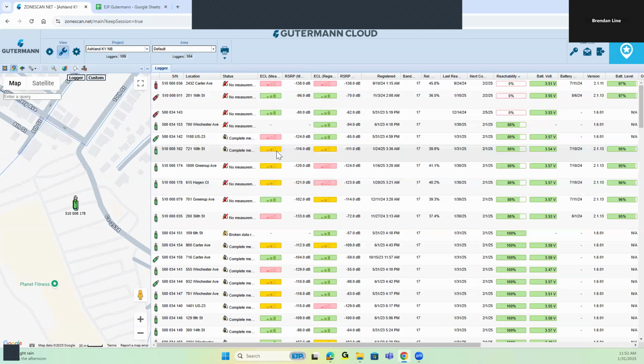So again, using maintenance, the first thing is reachability. Look for your 0 percentages and start your investigation in the field. Visual inspection first. Is the antenna still situated correctly? Is there water in the box? Things of that nature.